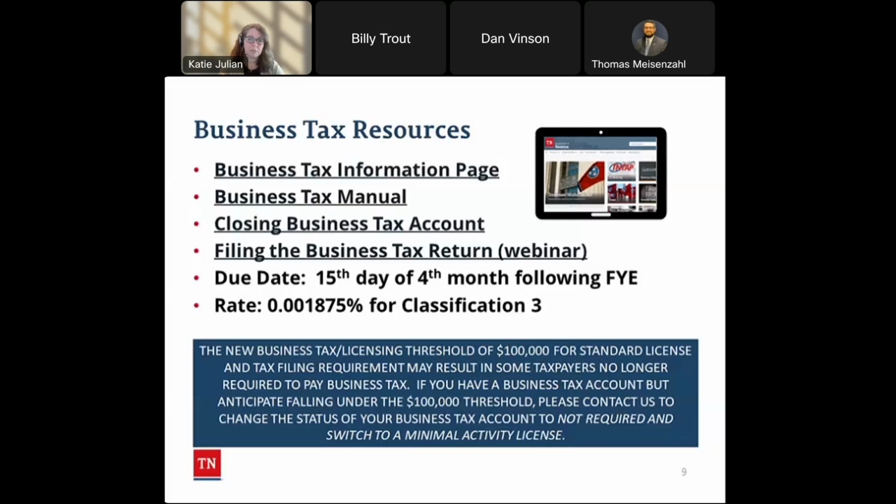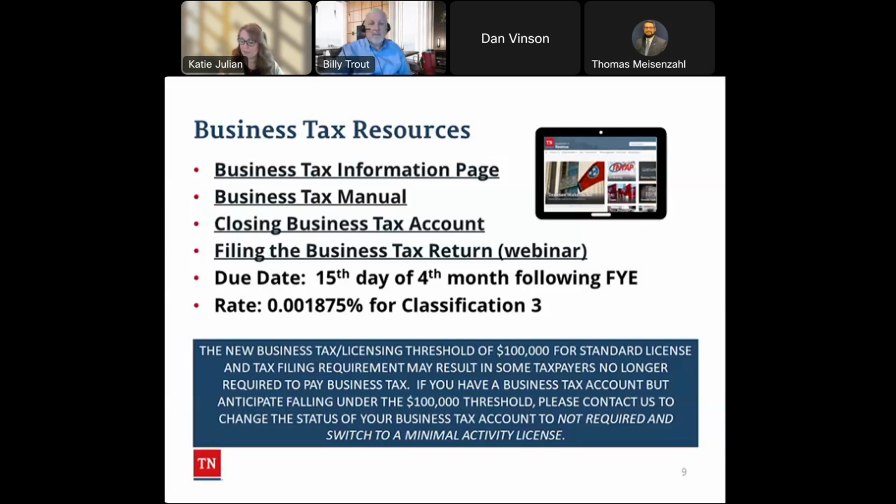And again, just to bring your attention to this box at the bottom, there is brand new business tax and licensing. There's a new threshold that came about just based on legislation from this year. And next month's webinar is actually dedicated to the new business tax and licensing laws. There's a new threshold of $100,000 for a standard license and the tax filing requirement. That's going to possibly result in some of you that may have a standard license right now, but that don't meet that $100,000 threshold, maybe needing to switch to not filing, not required, and switching over to a minimal license. If you think that applies to you, you can reach out to us and we'll walk you through more details about that and how to switch.